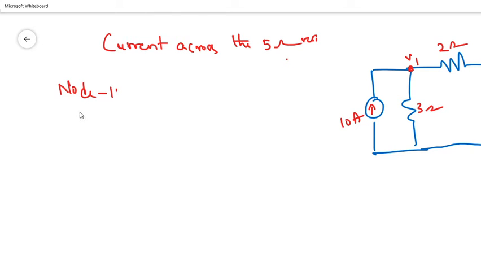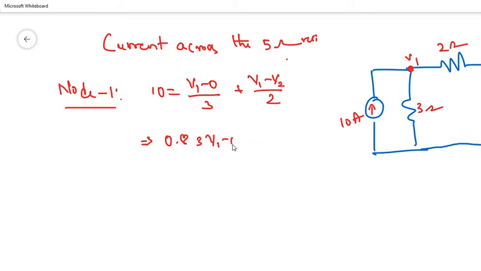Node 1, what is the equation? Directly we have a 10 ampere current entering. So 10 is equal to (V1 minus 0) by 3, plus (V1 minus V2) by 2. When we simplify this, that is 0.83 V1 minus 0.5 V2 minus 10 is equal to 0.